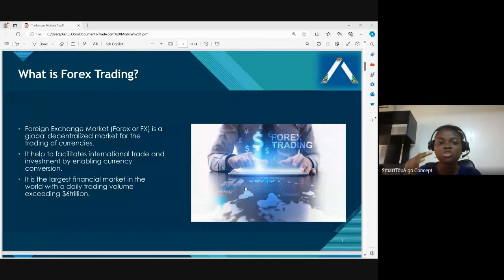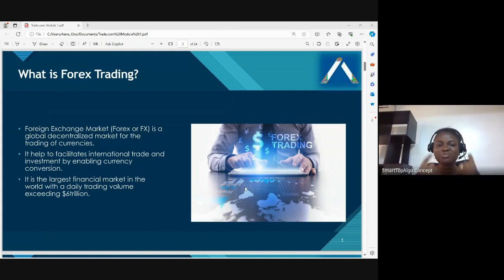But when we talk about the financial market, what this means is that it is global. When we say global, it doesn't restrict you to only Nigeria. It is everywhere. It's a global market. But the beauty is that it is decentralized. That is, it is controlled by many. Let me just put it that way: it is controlled by many.